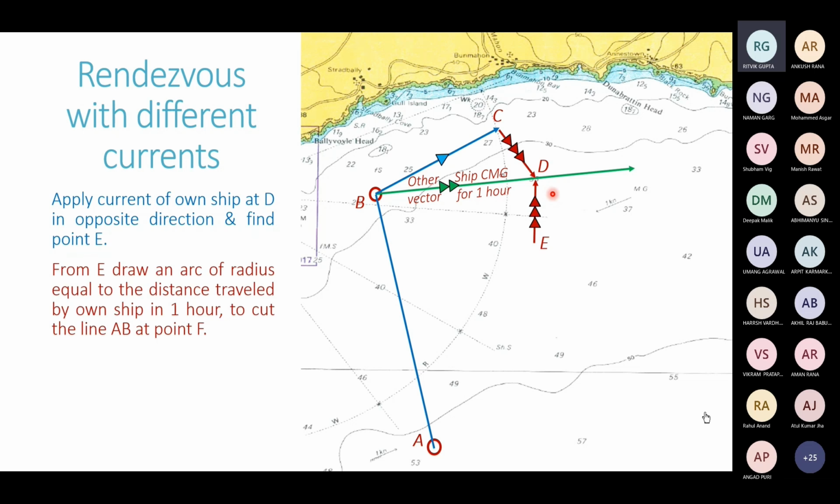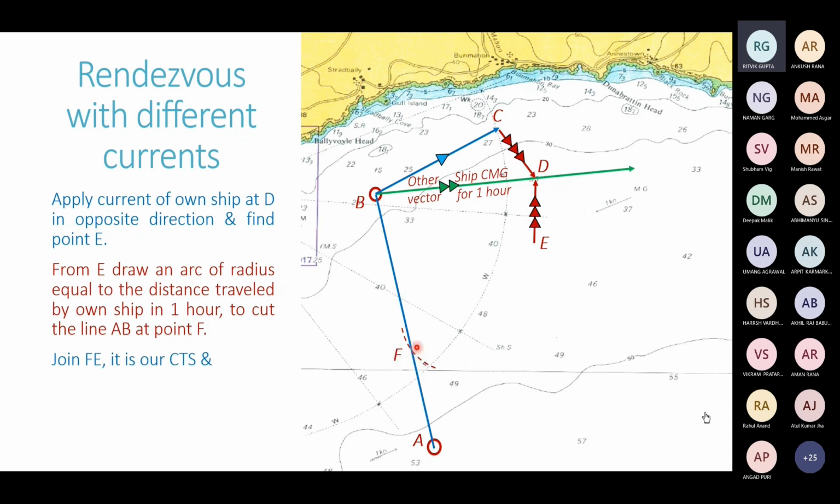Now in the next step, we will draw an arc centered at point E and having a radius equal to the distance traveled by own ship in a duration of 1 hour. So I open up my compass equal to my engine distance in 1 hour, center it at E, place it at point E, and draw an arc. You can see this arc being drawn here. It cuts the line AB at a particular point. Let's name that point F.